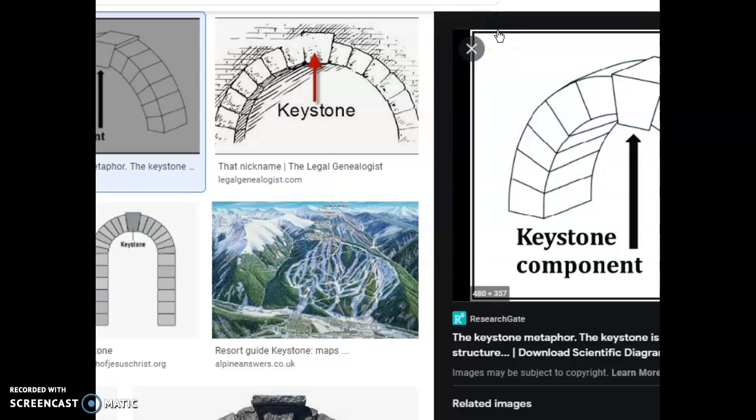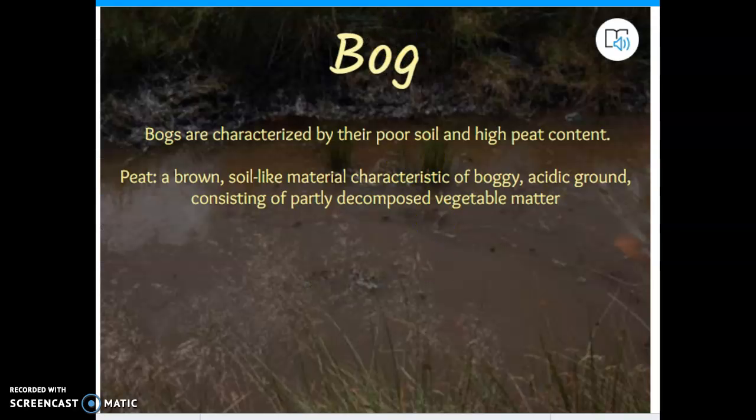So if I tell you that there is an animal or a plant that is a keystone species, what does that tell you about it? Anna? If something happens to that species, the whole ecosystem is going to collapse. That means they're very, very important.